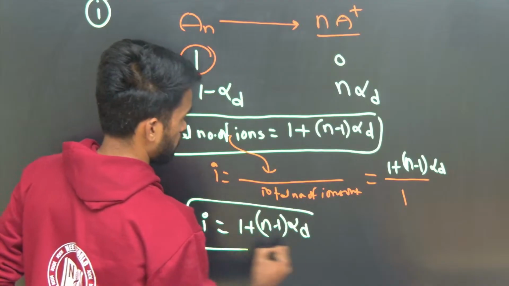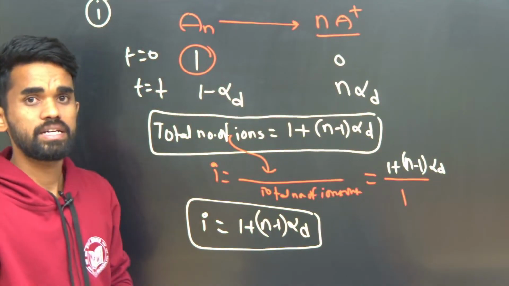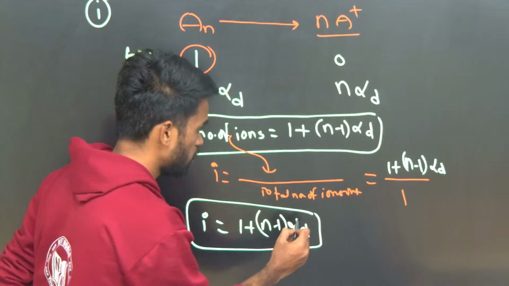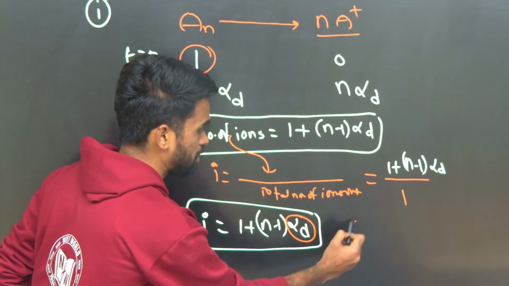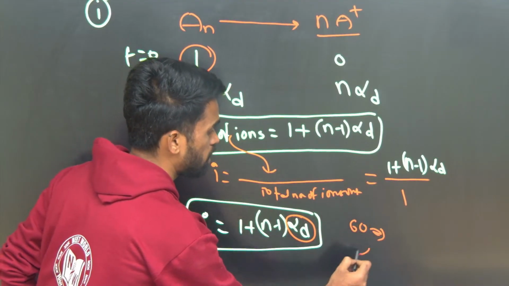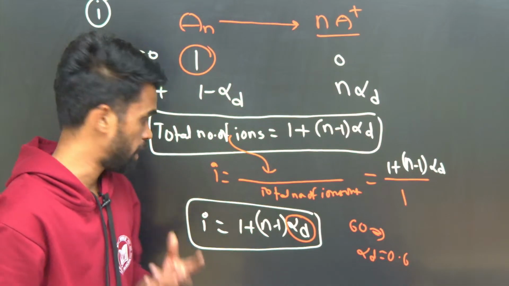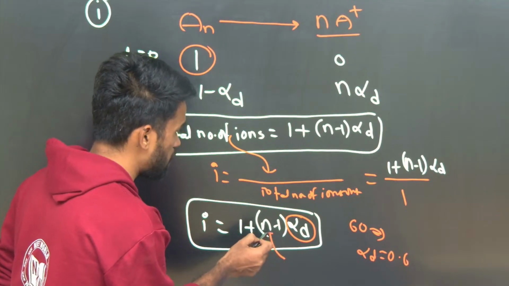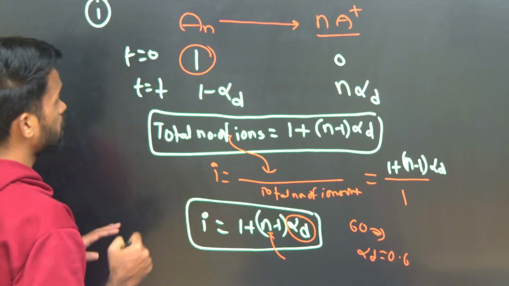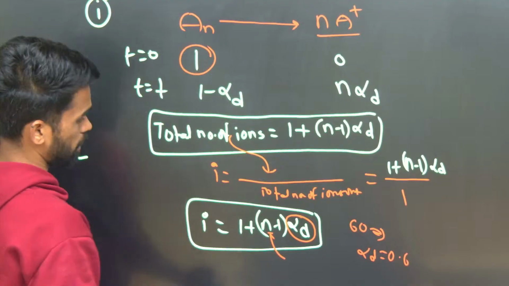Okay, right. If they say only 60% dissociation or 40% dissociation, you need to put that here. For example, if they say 60%, you use alpha d as 0.6. They say 40%, 0.4, like that. And what does this n represent? The number of ions. Okay, right. Now let us do it for this particular example.